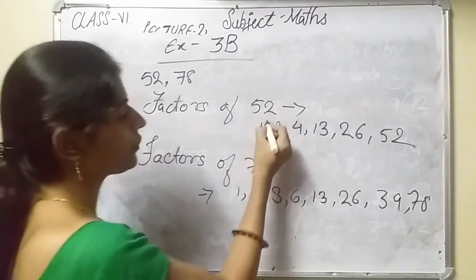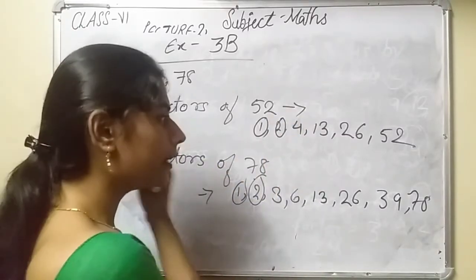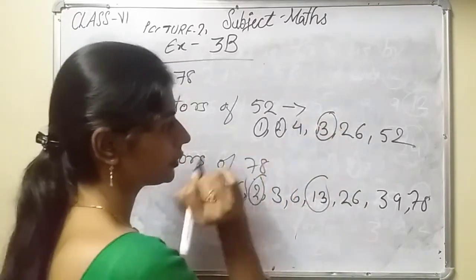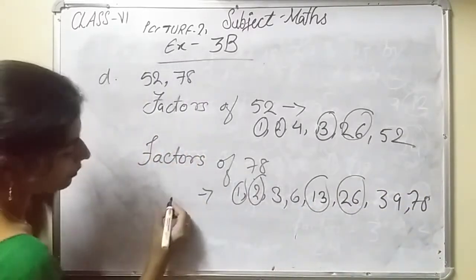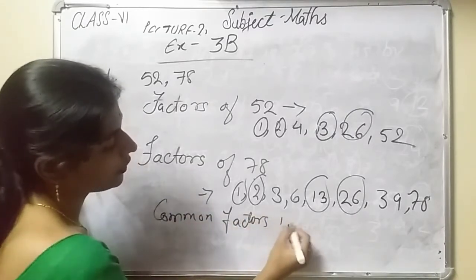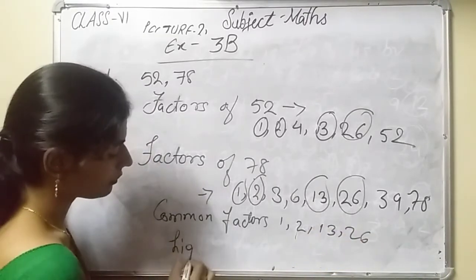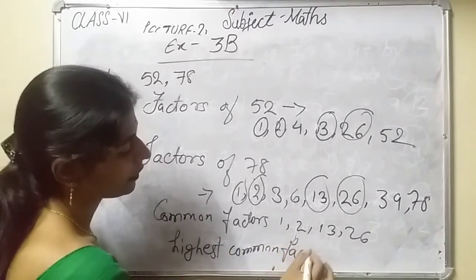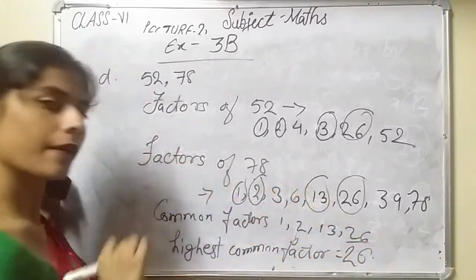Now see, which are the common factors you can find here? 1, 2, 3 is not there, 4 is not there, 13 is there, 26 is there, 52 is not common here. So common factors are 1, 2, 13 and 26. Then highest common factor is equal to 26. Okay.